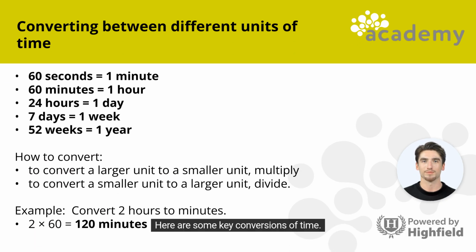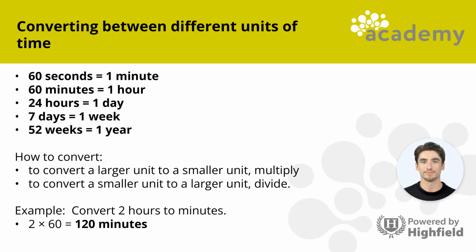Here are some key conversions of time. 60 seconds equals 1 minute. 60 minutes equals 1 hour. 24 hours equals 1 day. 7 days equals 1 week. 52 weeks equals 1 year.